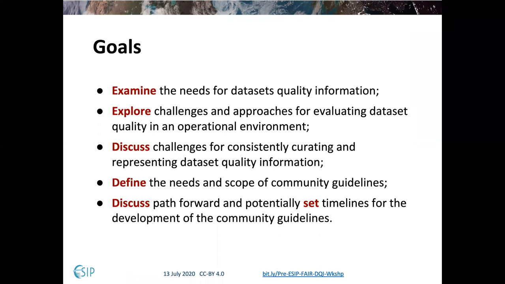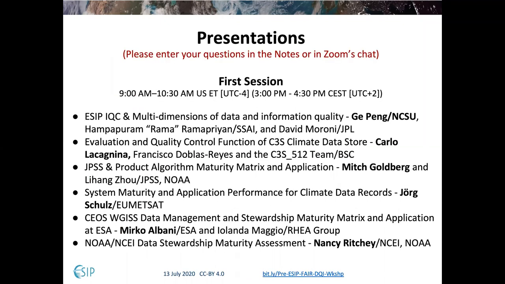So to discuss a path forward and hopefully to potentially set the timelines for the development of community guidelines. To set the floor for the discussion, we will start with a set of different presentations, all coming from different experiences about dataset quality information management. We will start the first presentation with the JPEG, and then the follow-up presentations, which will take approximately less than 1 hour, 50 minutes, if I remember well.